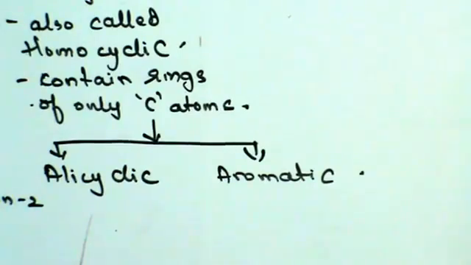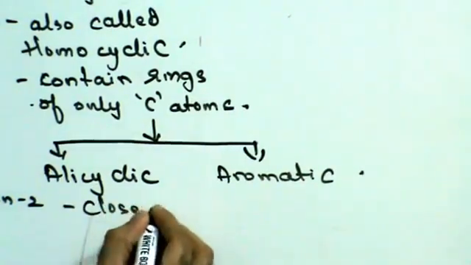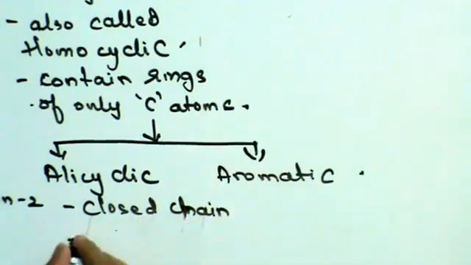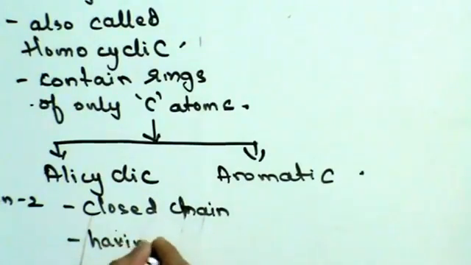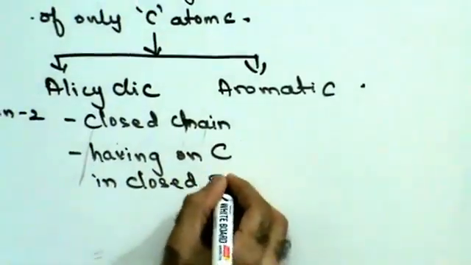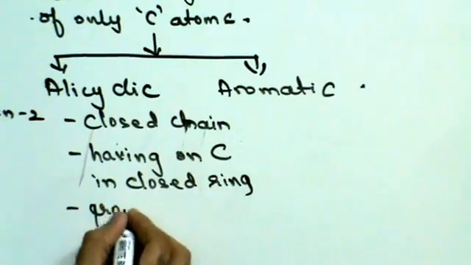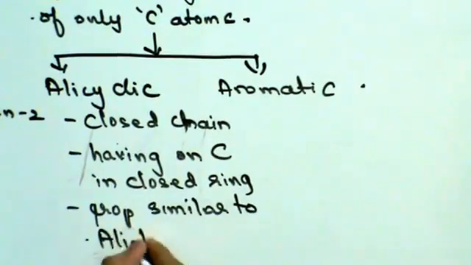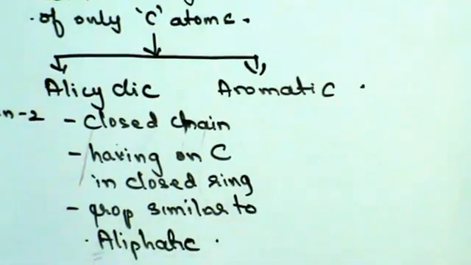What are alicyclic compounds? These are closed chain ring compounds having rings of only carbon and properties similar to aliphatic. So they are closed chain compounds having only carbon in closed rings and have properties similar to aliphatic. Although they are closed chain, they have properties similar to that of open chain.